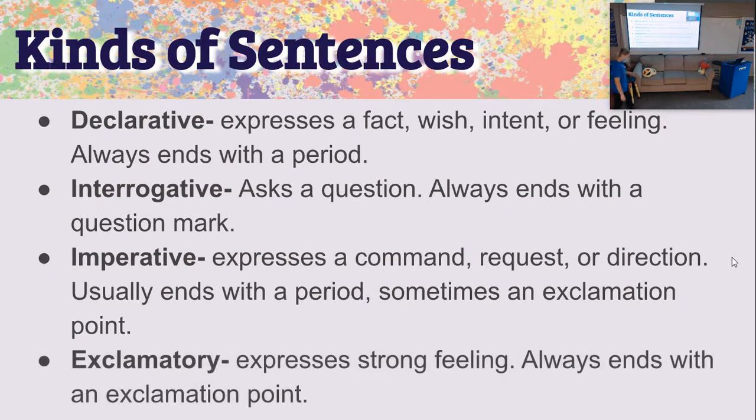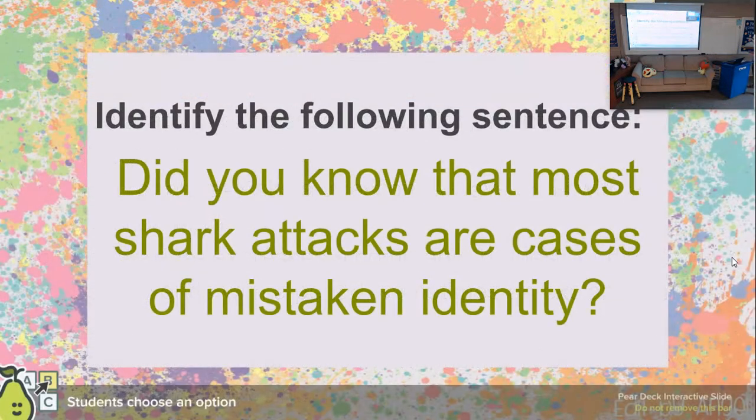And then the last kind of sentence is exclamatory. Okay, an exclamation. You hear that? Exclamatory, exclamation. These ones always end in an exclamation point. I love tacos! Right? Exclamation point. So those are the different kinds of sentences. Okay? And all right, try to identify.